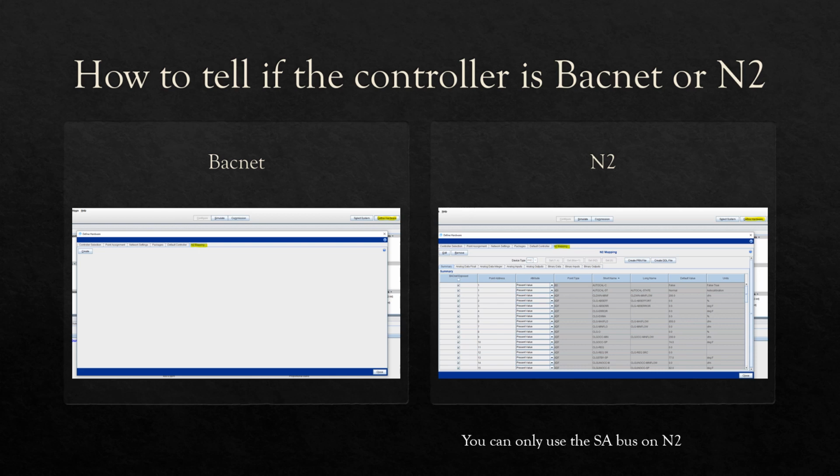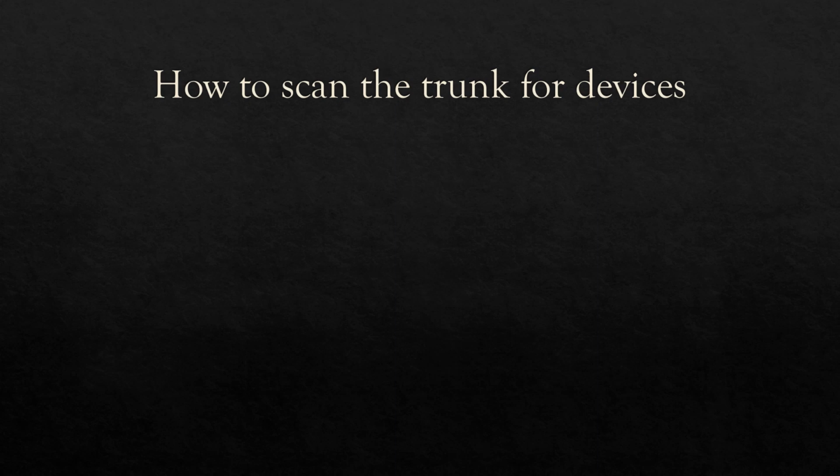You can only use the SA bus to talk to the N2 controllers, right? Because it flipped the FC bus to N2. It's no longer talking Bacnet, so the only way we can talk to that guy is through the SA bus. The SA bus stays Bacnet, in air quotes, where you can actually talk to it.